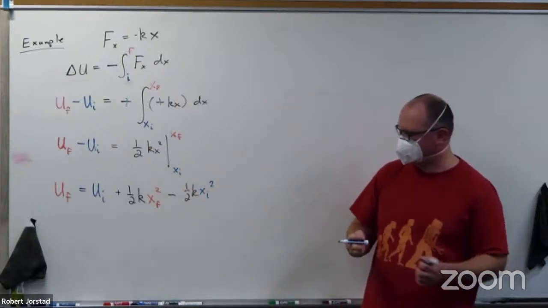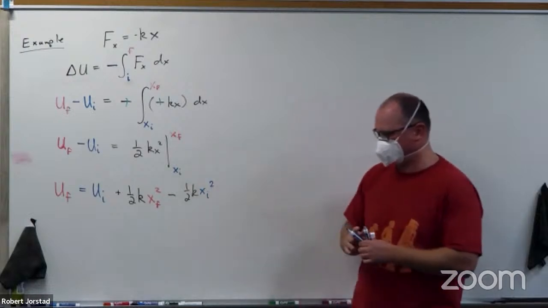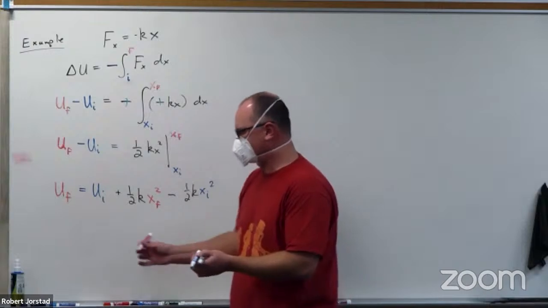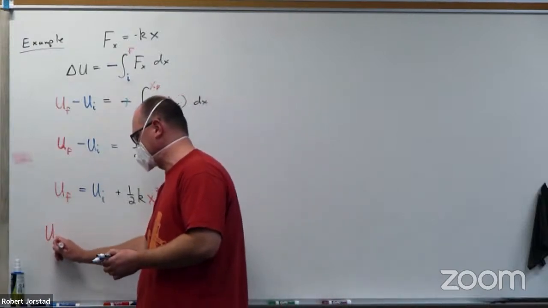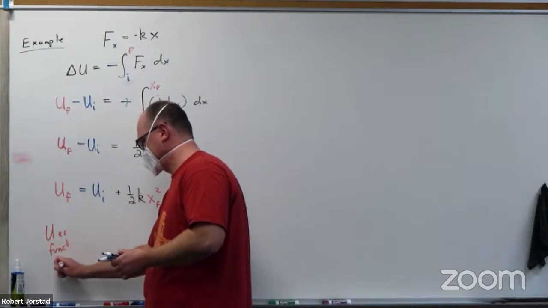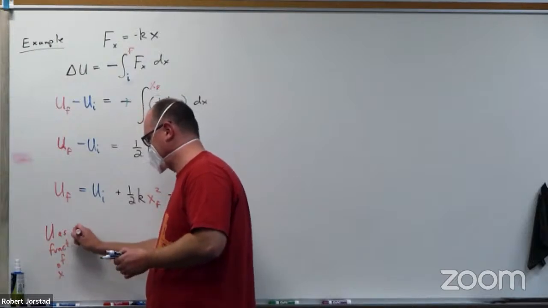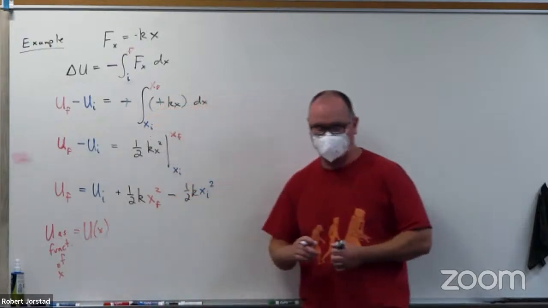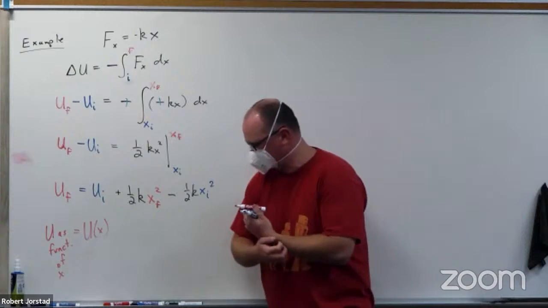So this would give us u final. Now, to be clear here, when we solve for u final, what we have really found is u as a function of x, or that's what I mean by u of x here. So in case you've been wondering, u of x means u as a function of x.